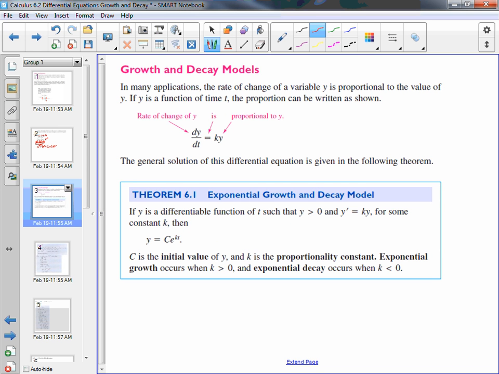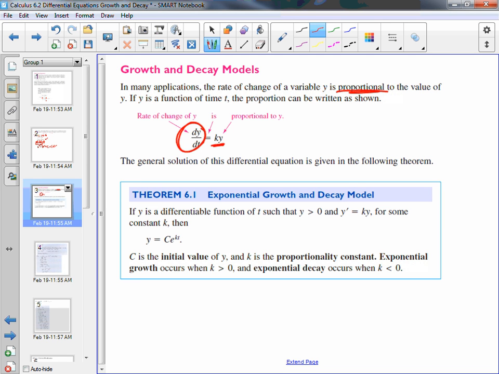Growth and decay models. And we've actually used this previously without knowing where it came from. In many applications, the rate of change of a variable y, the derivative of y, is proportional to the value of y. If y is a function of time, t, the proportion can be written as shown. The rate of change of y, dy/dt, is proportional to the value of y, so it equals some constant times y.